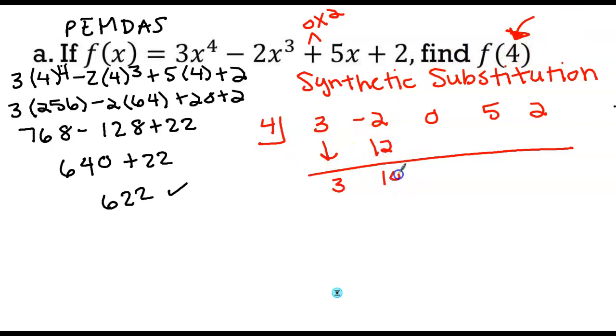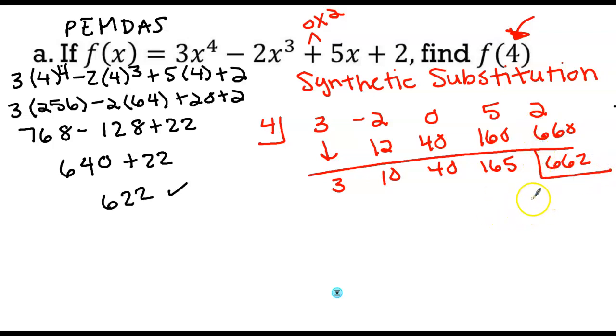12, 10, 40, 160, 165, 660. So, if you notice one thing, with synthetic substitution, the remainder theorem is that the remainder will give me my answer. So I can evaluate by plugging in 4 and doing all the work to get the answer, or I can use synthetic substitution and get the answer much quicker.